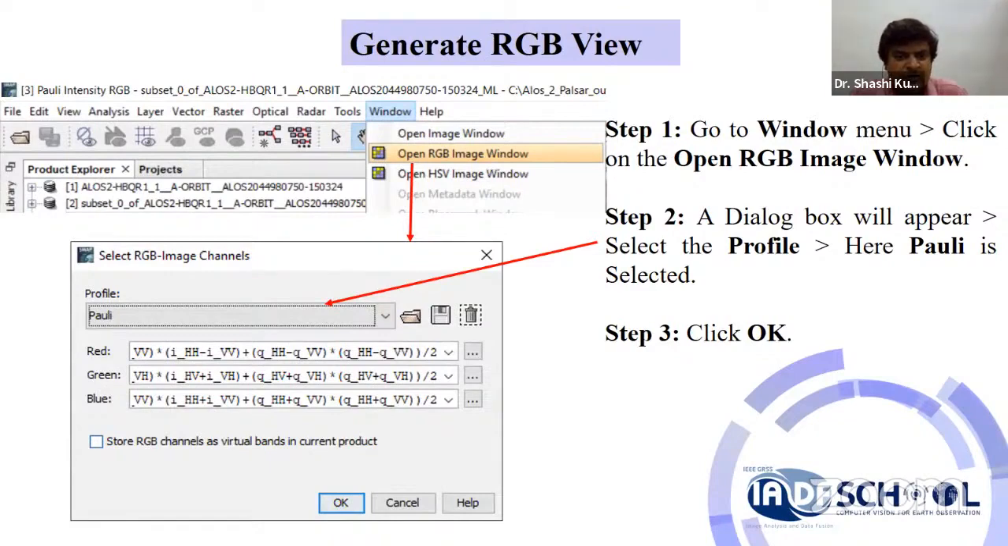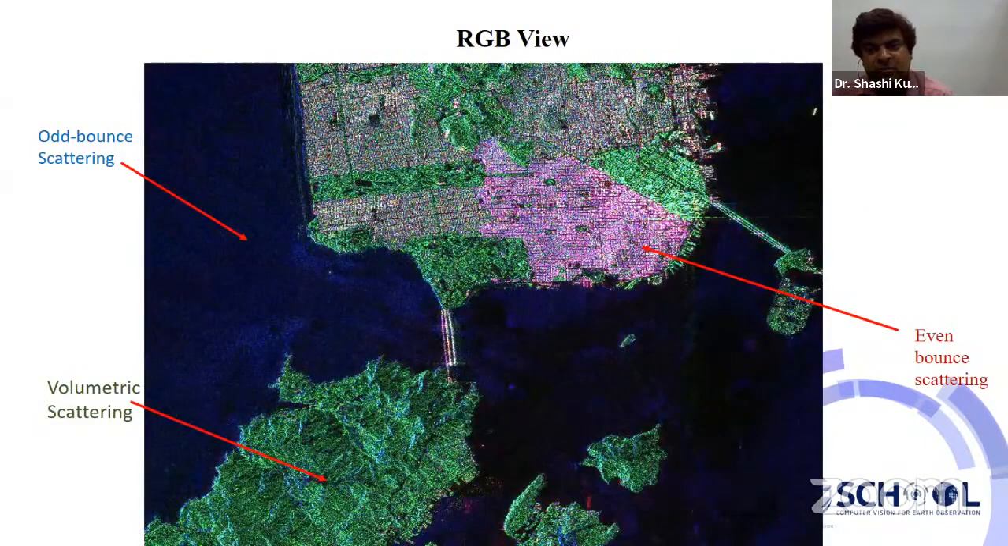In the poly view, this is one view you can explore in the help file. This is one way to represent the RGB, because here in the poly one, by taking the combination of HH minus VV, double bounce scattering elements will be highlighted. By taking the combination of HV and VH, the volumetric scattering elements will be highlighted. And by taking the combination of HH plus VV, the surface scattering elements of the smooth surfaces will be highlighted in blue color. Okay. So after that, when you click on OK, one RGB view will appear here.